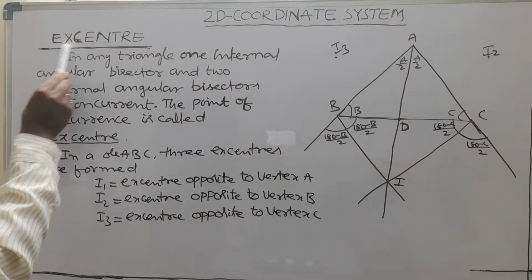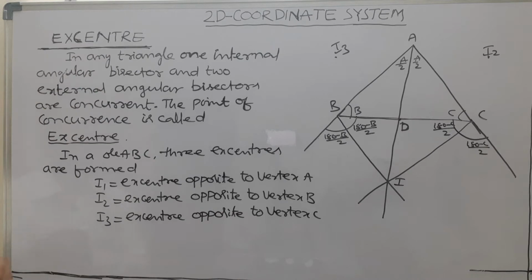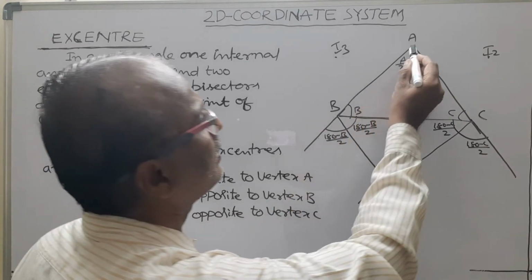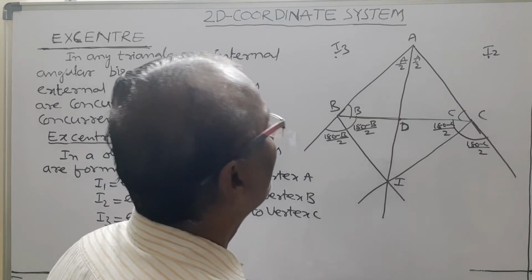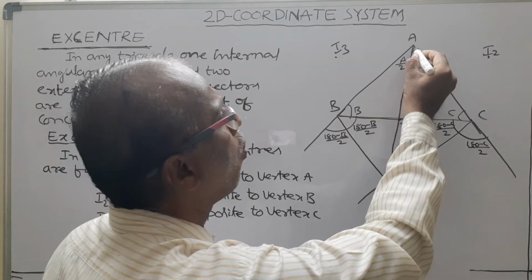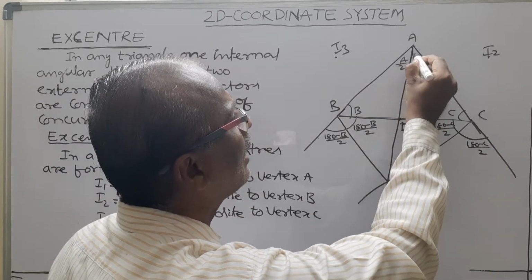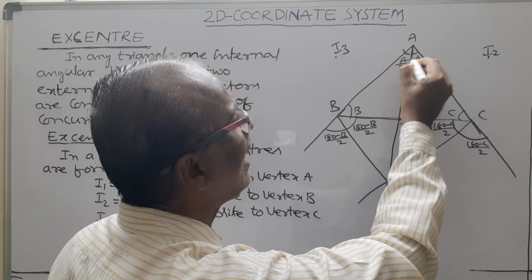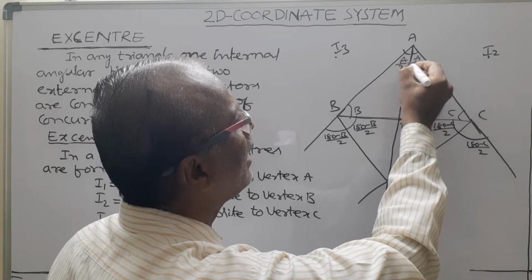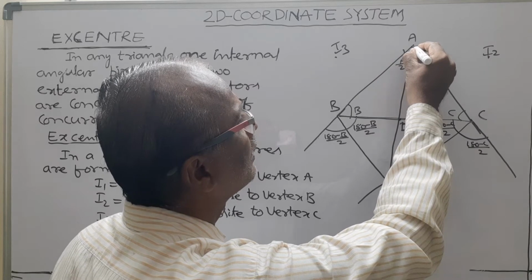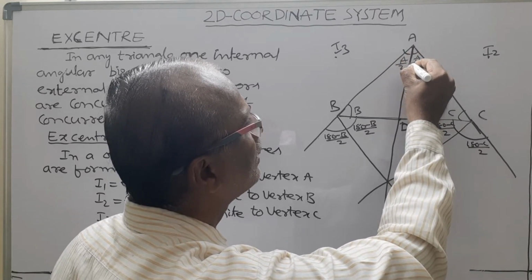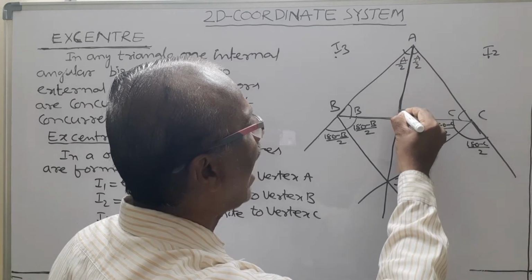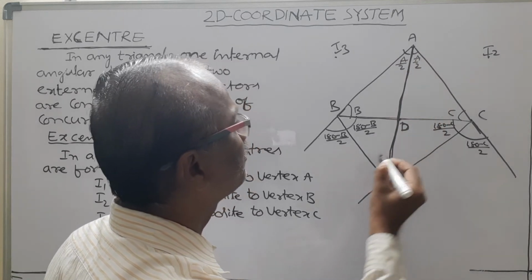Here, the excenter. You observe that this is the triangle ABC. In triangle ABC, one internal angular bisector, that is A by 2 comma A by 2. The total angle is A, and half of the angle is the line passing through. This is one internal angular bisector.